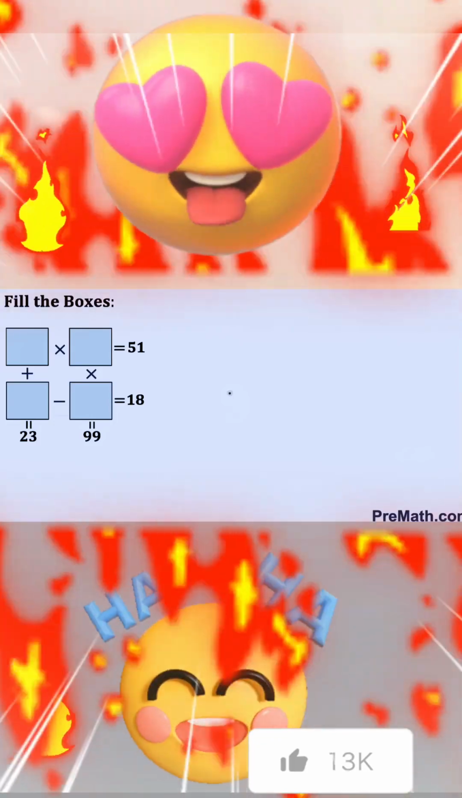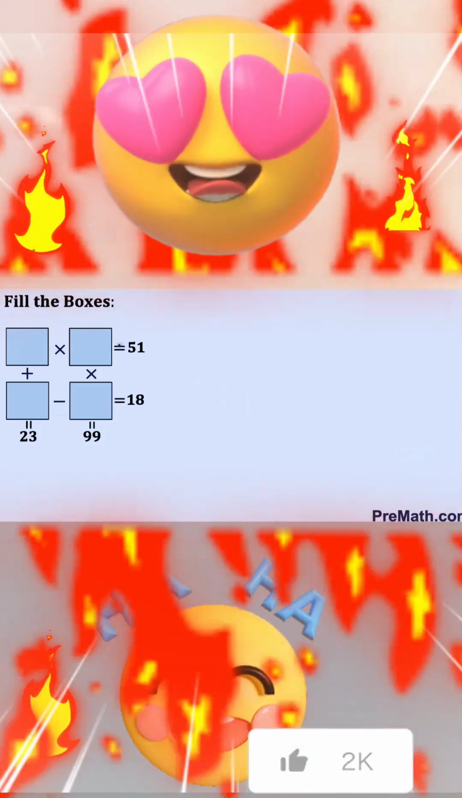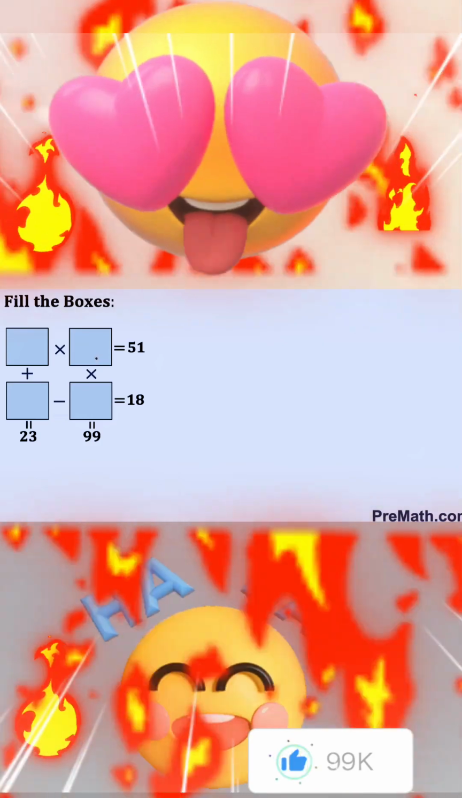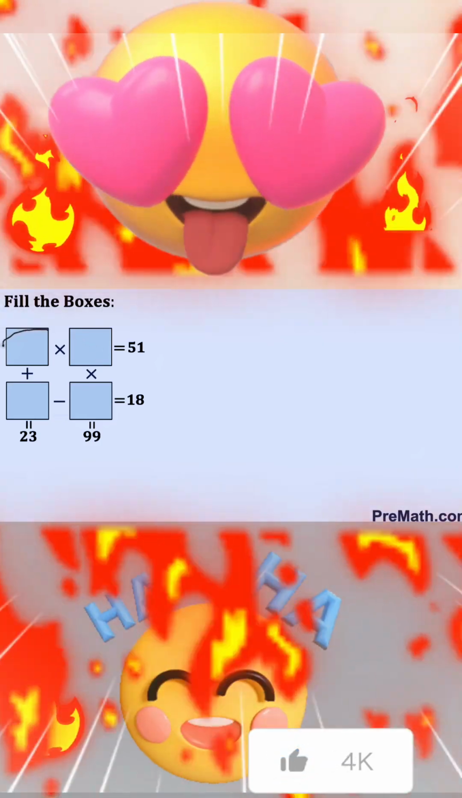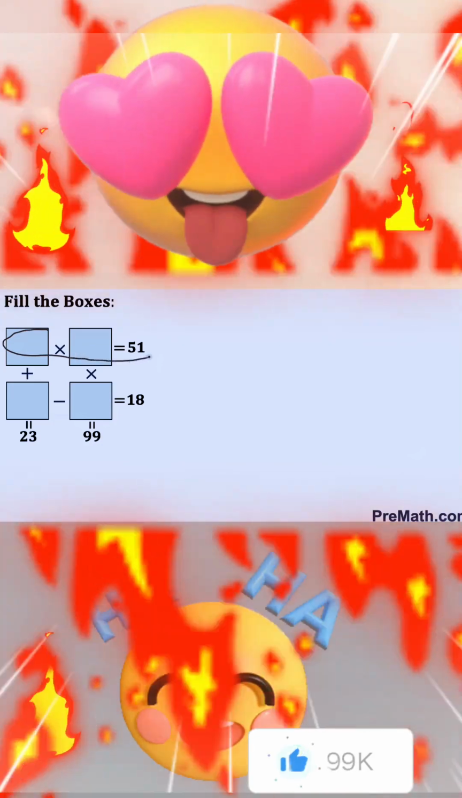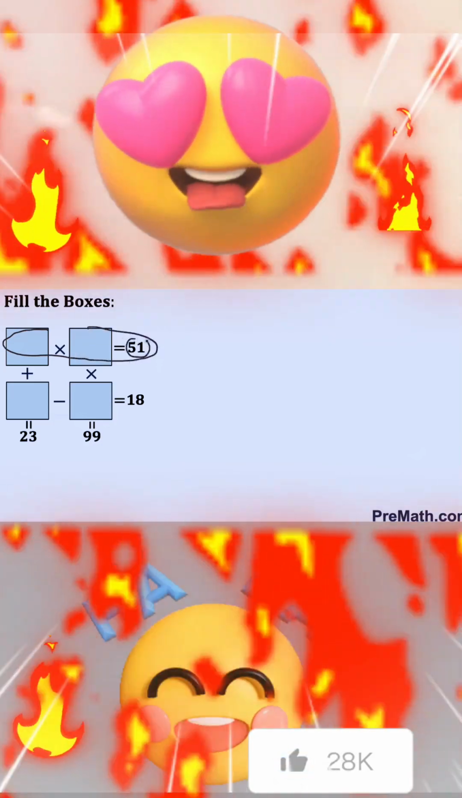Welcome to Pre-Math. In this video, we have got these four empty boxes such that if we multiply these two boxes, we are supposed to get 51.